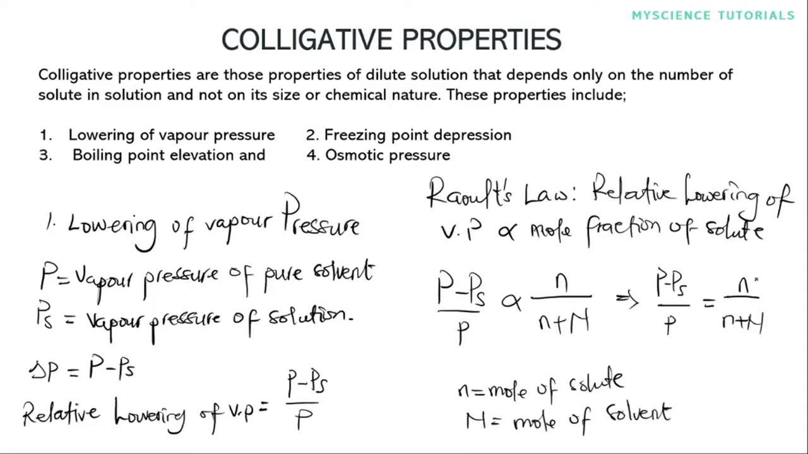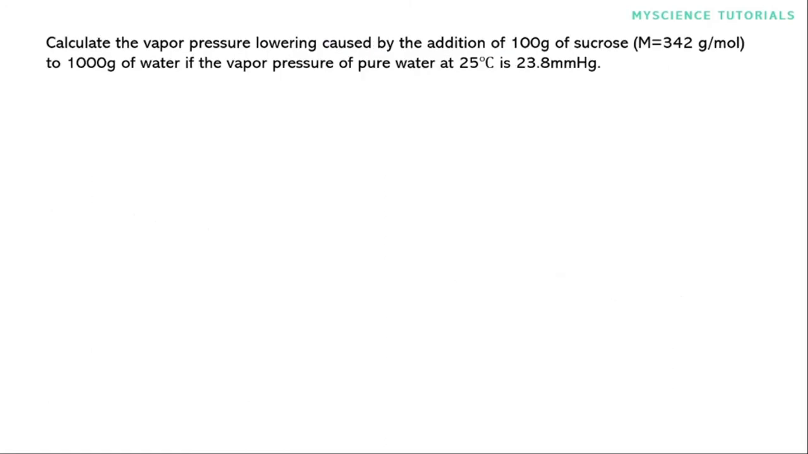Alright, so now that we know this formula, let's look at how to use it to calculate for an example. The first example: we are to calculate the vapor pressure lowering caused by the addition of 100 grams of sucrose with a molar mass of 342 grams per mole to 1000 grams of water, if the vapor pressure of the pure water at 25 degrees Celsius is 23.8 mmHg. So let's write down our solution.